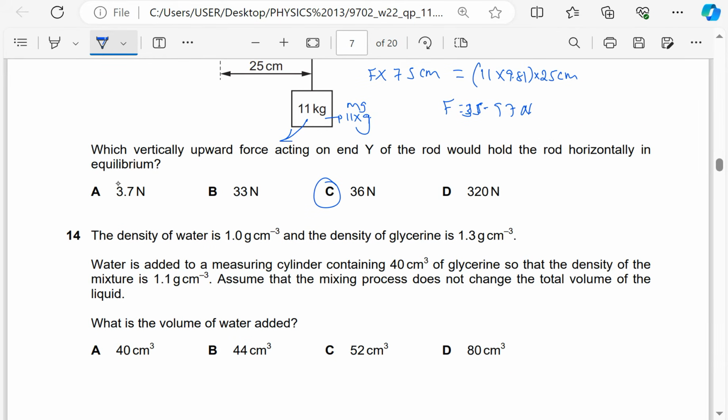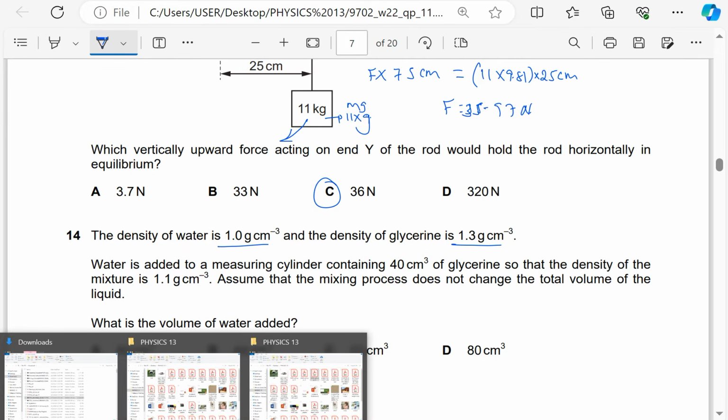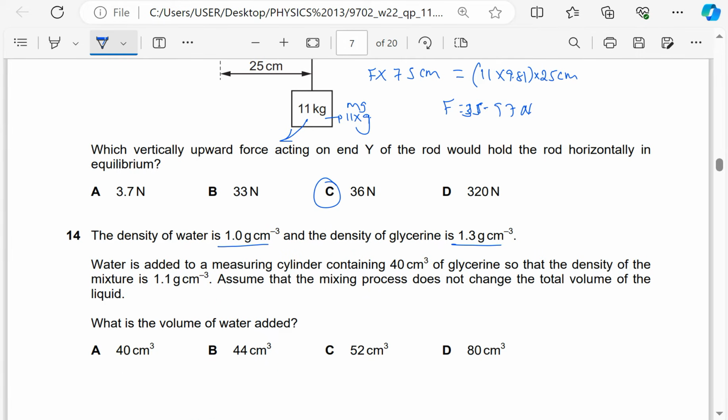The density of water is 1 gram per centimeter cubed, and the density of glycerin is 1.3 grams per centimeter cubed. Water is added to a measuring cylinder containing 40 centimeters cubed of glycerin, so this is the volume of glycerin, so that the density of the mixture is 1.1 grams per centimeter cubed. Remember, the density of a mixture is equal to the total mass of the mixture divided by the total volume of the mixture. T stands for total.